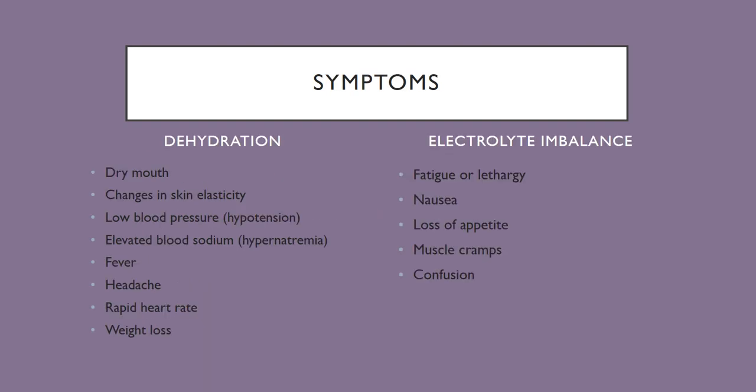So for symptoms, if it's due to dehydration, they're going to have dry mouth, changes in skin elasticity, low blood pressure or hypotension, and elevated blood sodium, which is hypernatremia. They're going to have fever, headache, rapid heart rate, and weight loss. If it's an electrolyte imbalance, they're going to have fatigue and lethargy, nausea, loss of appetite, muscle cramps, and confusion.